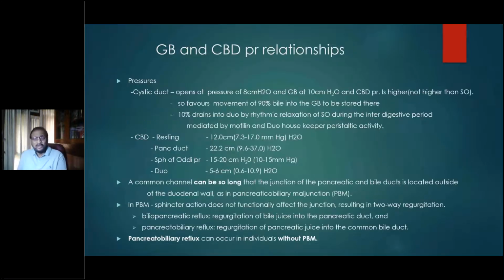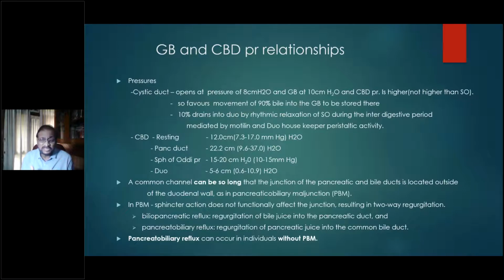Okay. Now, the gallbladder and CBD pressure relationship is also very important. In a nutshell, if you don't want to remember these pressures, just remember two or three things. Number one, that among the four, the common bile duct, the pancreatic duct, the sphincter of Oddi, and the duodenum, the least pressure zone is the duodenum. See, 5 to 6 centimeters of water. Now, this is the mercury, millimeter of mercury. This is basically water. So the least pressure is in the duodenum.